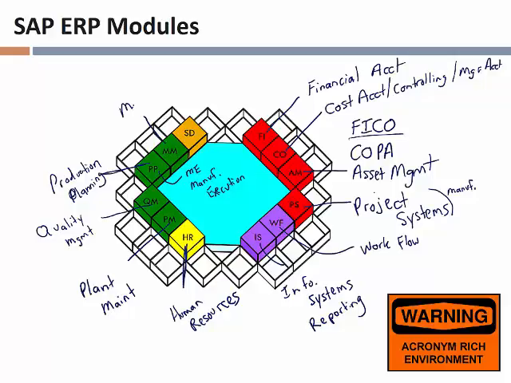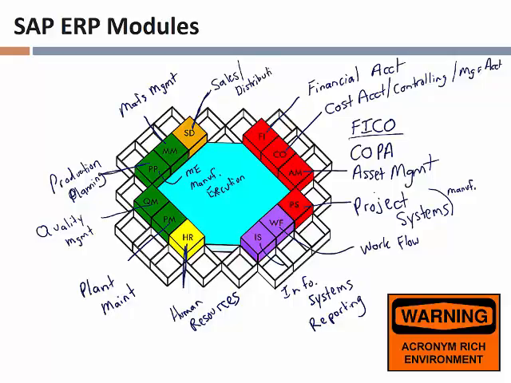MM is materials management. So this is bills of material, all of those kinds of things that relate to information tracked by the system related to raw materials, trading goods, finished goods, and all of those things that are essential to the operation of most organizations. And then the last one on this diagram, SD, is sales and distribution.